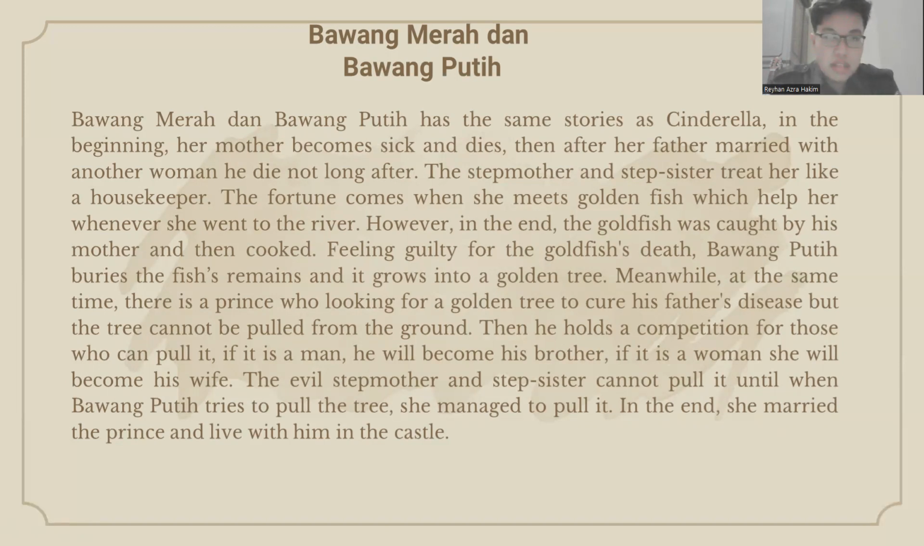Meanwhile, at the same time, there is a prince who is looking for a golden tree to cure his father's disease, but the tree cannot be pulled from the ground by anyone. Then the prince holds a competition for those who can pull it. If it is a man, he will become his brother, and if it is a woman, she will become his wife. The evil stepmother and stepsister cannot pull it until Bawang Putih tries to pull the tree. She managed to pull it, and in the end, she married the prince and lived with him in the castle.